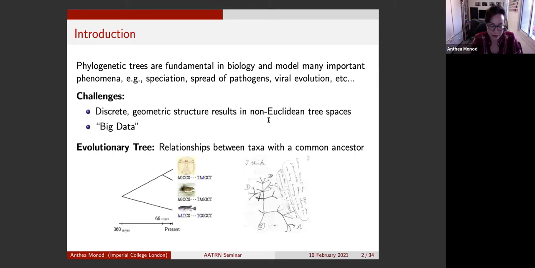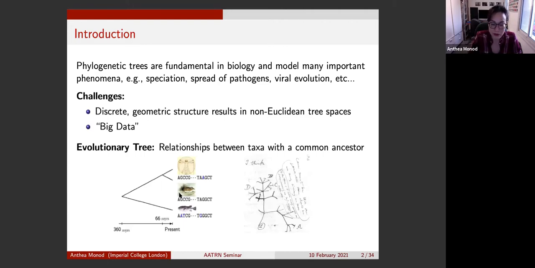One of the most important challenges of phylogenetic trees is that they can be very large, so they classify as one of these big data objects. But in addition to that, their discrete geometric structure results in a non-Euclidean tree space. So if you want to do data analysis with sets of phylogenetic trees, it's difficult because you're not able to use any of the standard machinery that relies on Euclidean space. Essentially it's figuratively an evolutionary tree, which depicts relationships between taxa with a common ancestor.